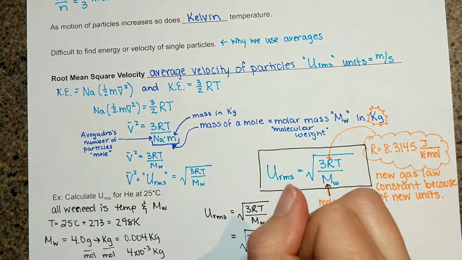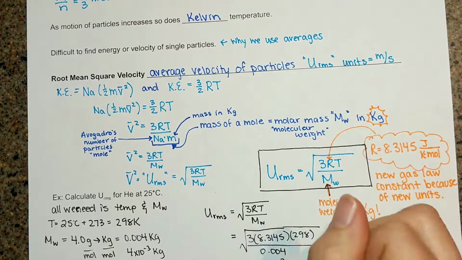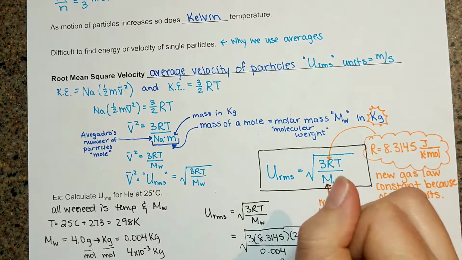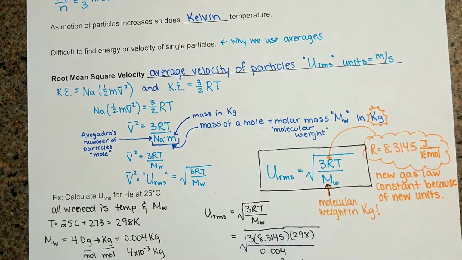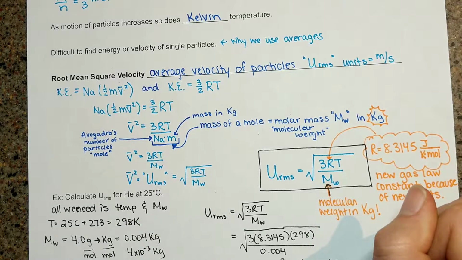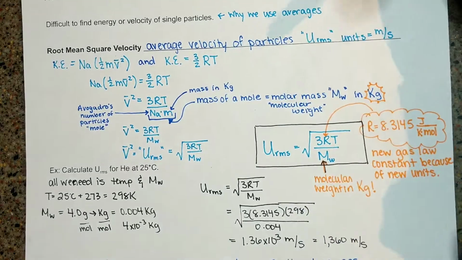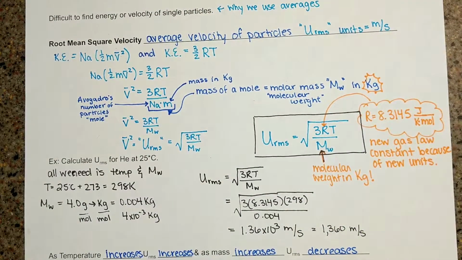I get 1.36 times 10 to the third, and my units on here, because it is a velocity, is meters per second. So that means that on average, my helium particles are moving 1.36 times 10 to the third, which is 1,360 meters per second. That's very fast, which we would expect because they're gas particles.